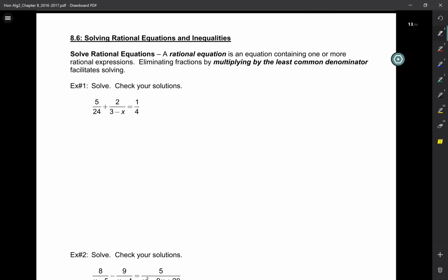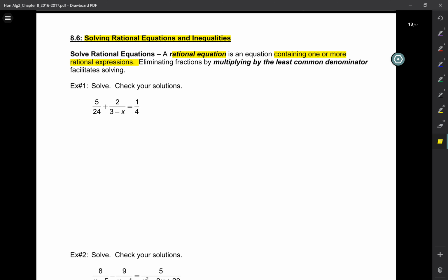So we've talked about how to add and subtract and multiply and divide rational functions. Today we're going to talk about solving rational equations, and then we're going to get into some inequalities. So the best way to do this, now remember, first of all, what is a rational equation? A rational equation is an equation that contains one or more rational expressions, right?